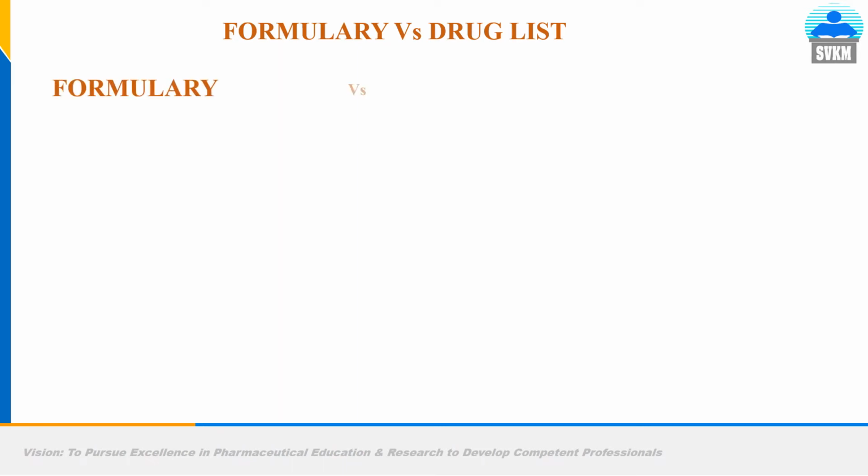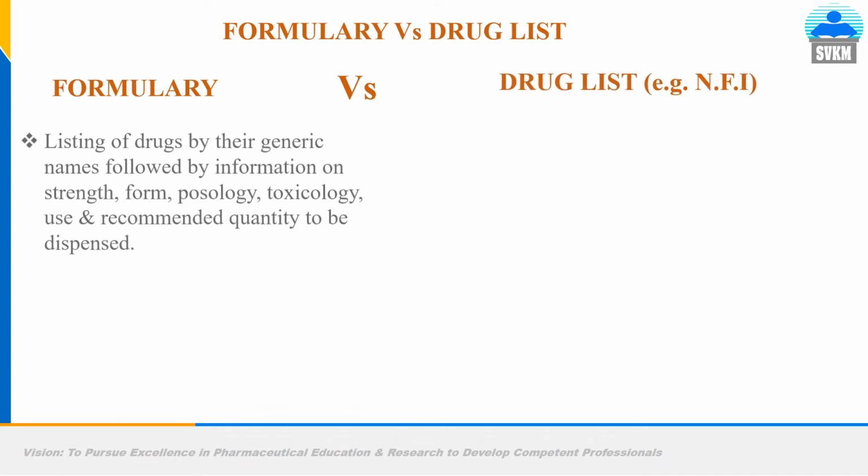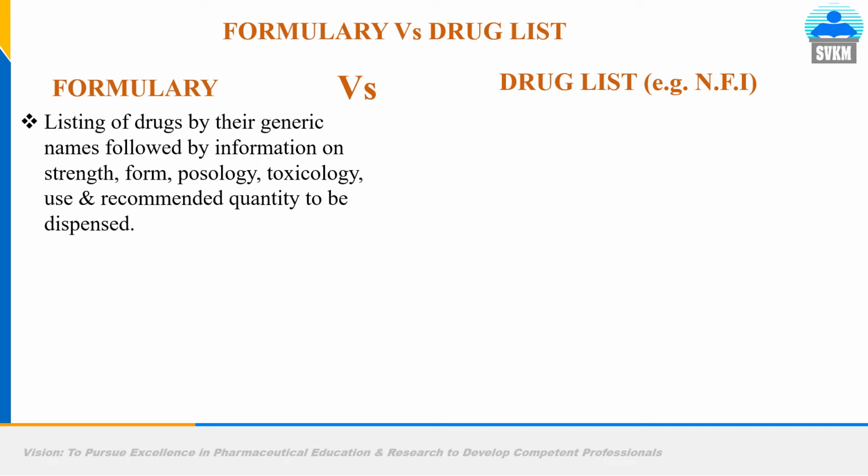Now we need to discuss the formulary versus drug list. What is the basic difference between drug formulary and the drug list? So formulary versus drug list, or it is called the NFI, National Formulary of India. Formulary is a listing of drugs by their generic names followed by information on the strain, form, dosage form, posology, toxicology, use, and the recommended quantity to be dispensed.